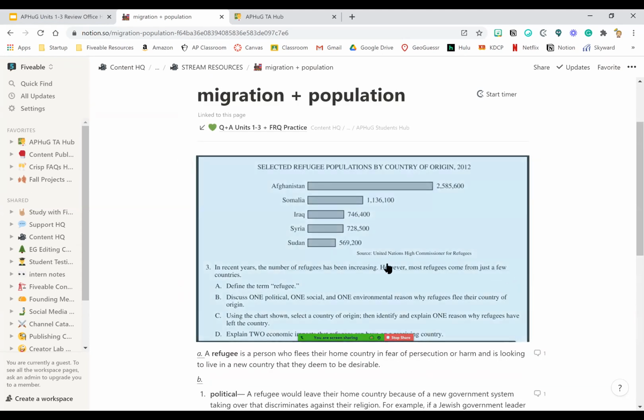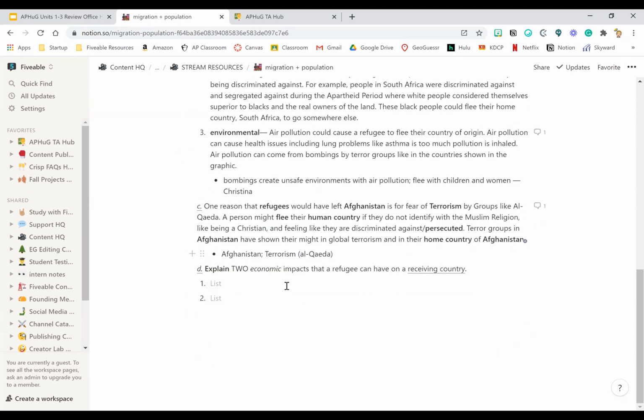Oh, then wouldn't there be an increase in the economy for like the food stores, jobs, and anything in general for that country? Yes.